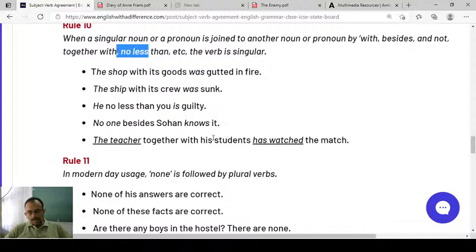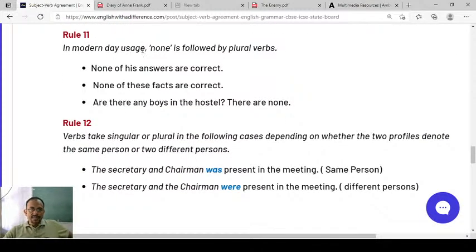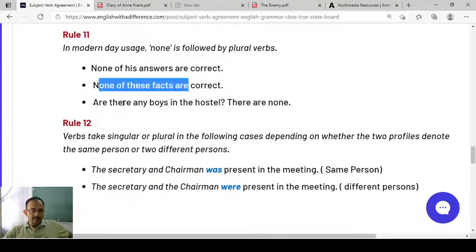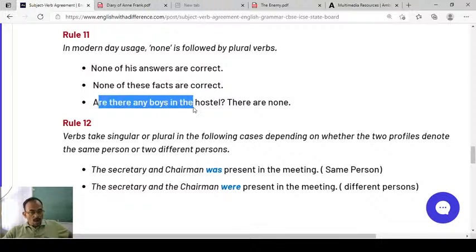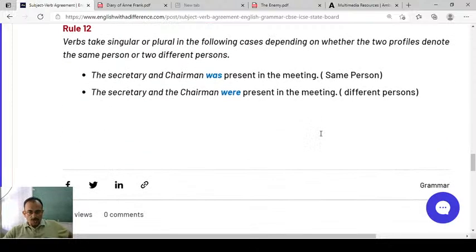Okay, dear students, now let's move on to rule number 11. In modern day usage, none is followed by a plural verb. Always remember that, like none of his answers are correct, none of these facts are correct. Are there any boys in the hostel? There are none. None is always followed by are in modern day English usage.